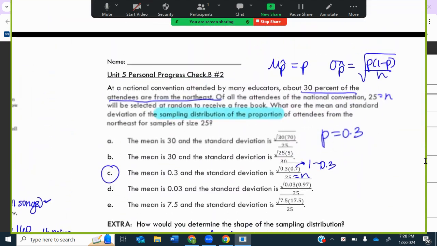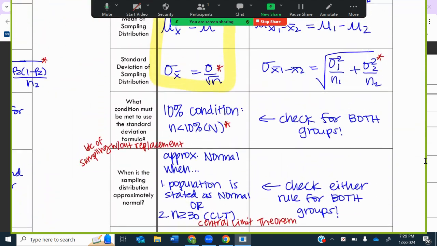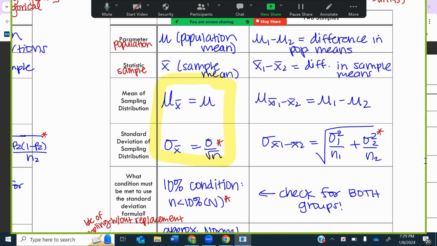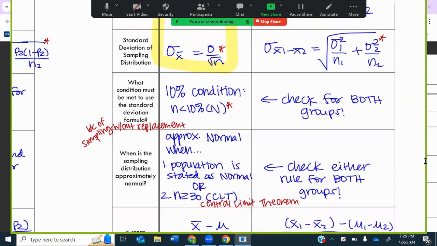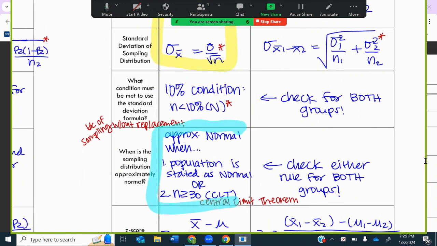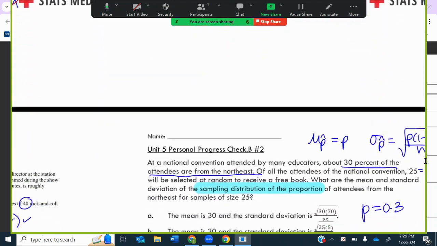So I'm going to go up here. X bar 1 minus x bar 2 is this one, 2 samples for a mean. And so we're going to check these rules for both of the groups now. So either the population should be normal or our sample sizes should be at least 30. Let's see what's going on here.